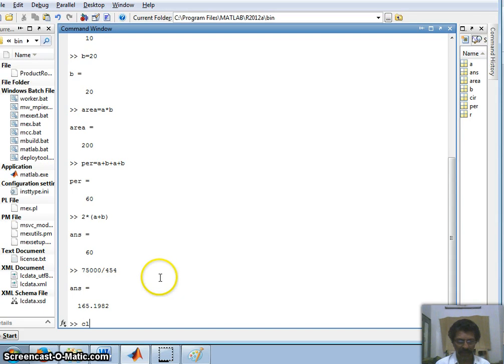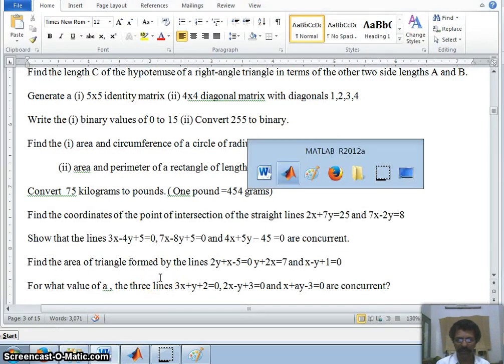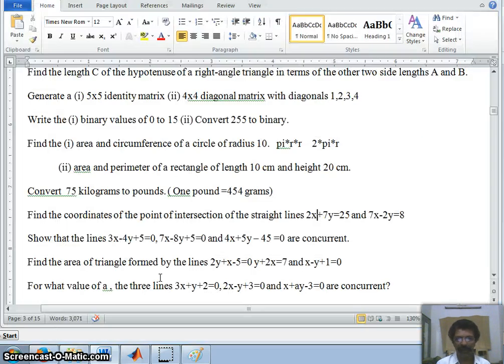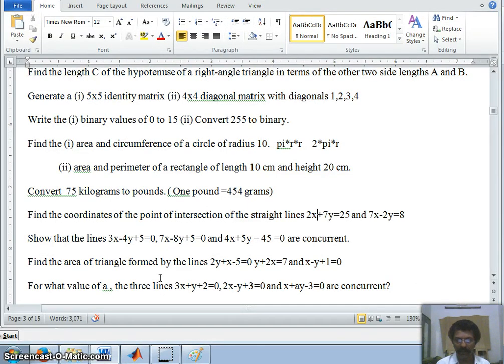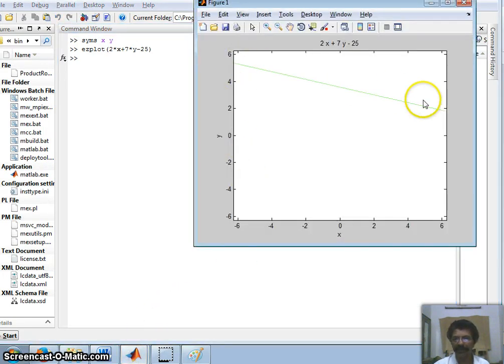In Matlab we can plot the graph very easily, because Matlab is very popular for plotting. Therefore let us plot the first equation. First I should have declared symbols x and y. Then I can use ezplot. The one equation is 2 multiplied by x plus 7 multiplied by y equal to 25, which on this side becomes minus 25. Right, I get the plot. Therefore this is my line.